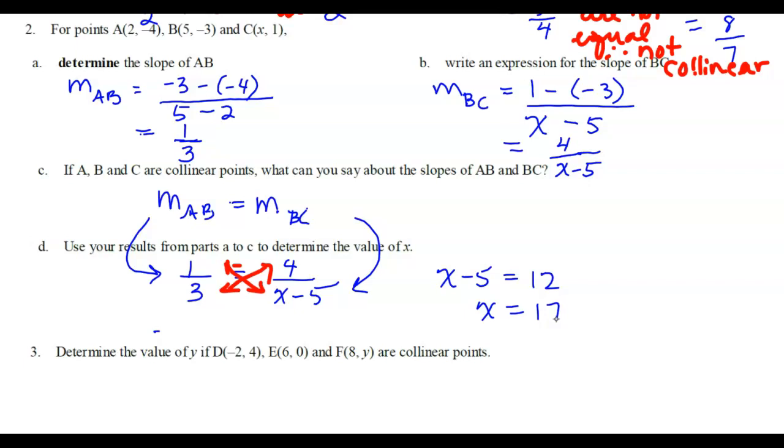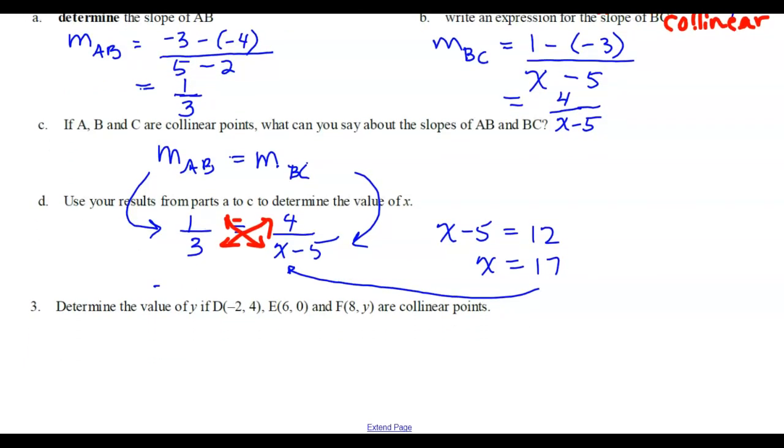Check it out. Put it back in to verify. If you put 17 back in for x there, 17 minus 5 is 12. 4 twelfths reduces to 1/3. So it will have the same slope. Okay, so in that question, we prompted you through it. We told you what to do in parts A and B and C and D. In question 3, you actually have to do it all without being prompted.